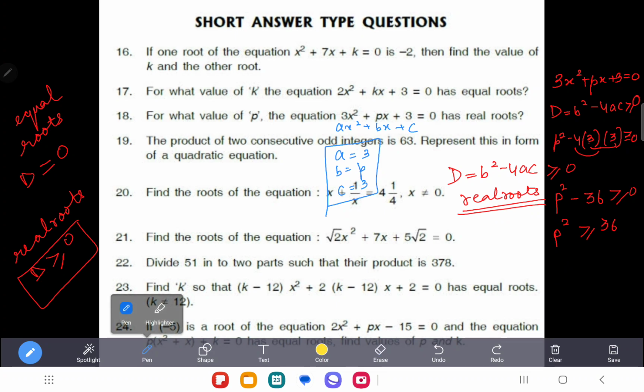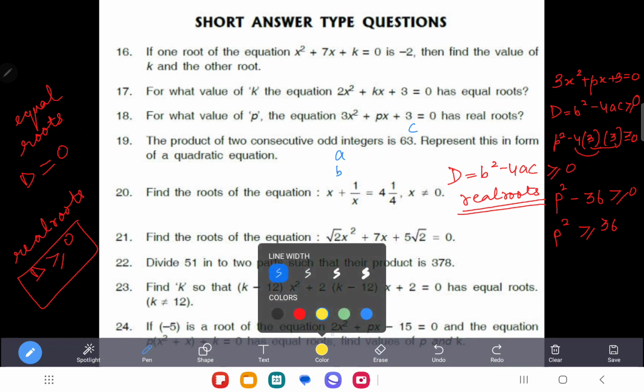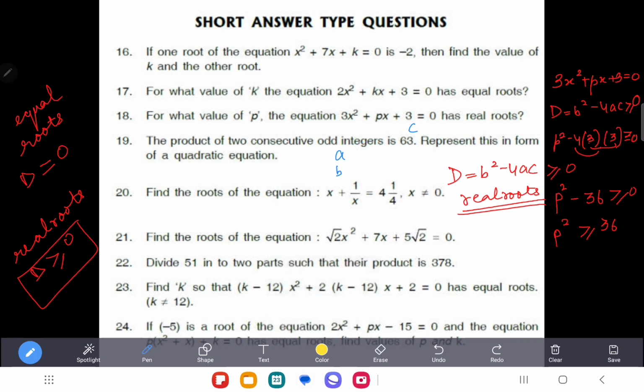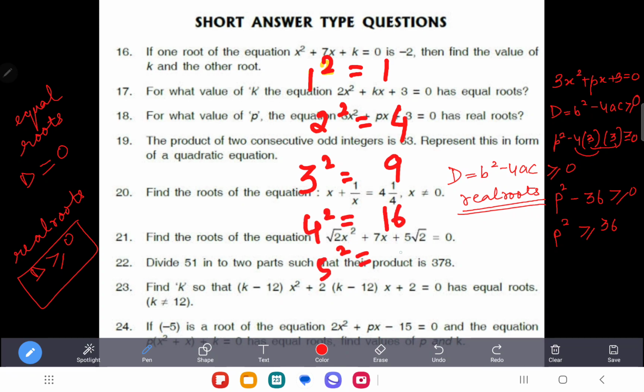Now, this is a very, very important type of question, others. You need to focus on this. You tell me one thing. What is 1 square? 1. What is 2 square? 2 square is 4. What is 3 square? 9. What is 4 square? 16. What is 5 square? 25. And what is 6 square?